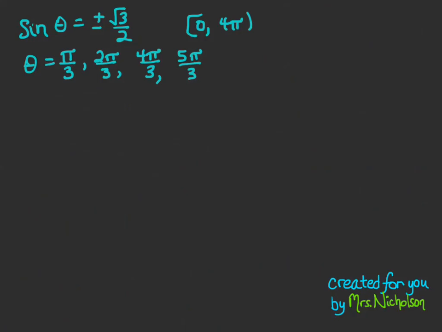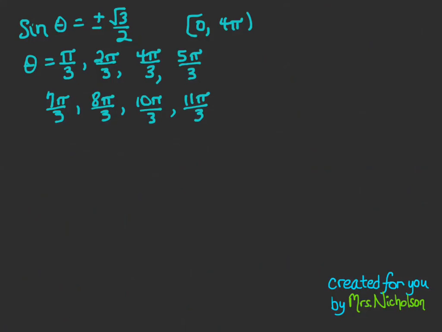So what I'm going to do is add 2 pi to each of these answers that I already have. If I add 2 pi to pi over 3, then I get 7 pi over 3. If I add 2 pi to 2 pi over 3, I get 8 pi over 3. If I add 2 pi to 4 pi over 3, we get 10 pi over 3. And finally, if I add 2 pi to 5 pi over 3, then we get 11 pi over 3. And that gets me all of my choices between 0 and 4 pi.